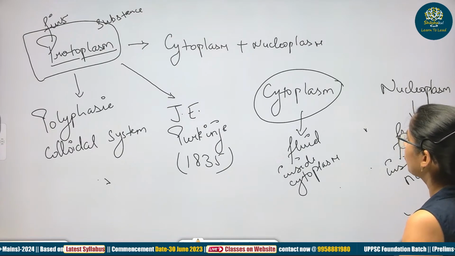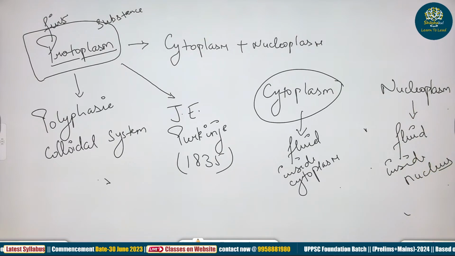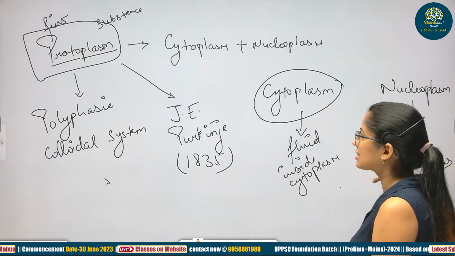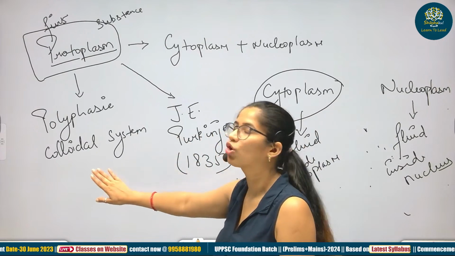Cytoplasm, what do you mean by cytoplasm? It is a fluid inside the cell. Nucleoplasm is a fluid inside the nucleus. These all are parts of the cell. Who invented the term? J.E. Purkinje, and it is a polyphasic colloidal system.